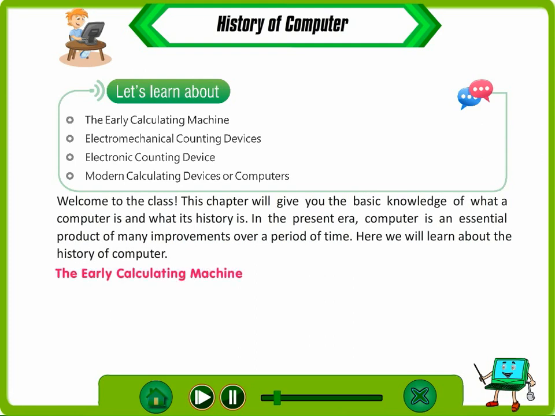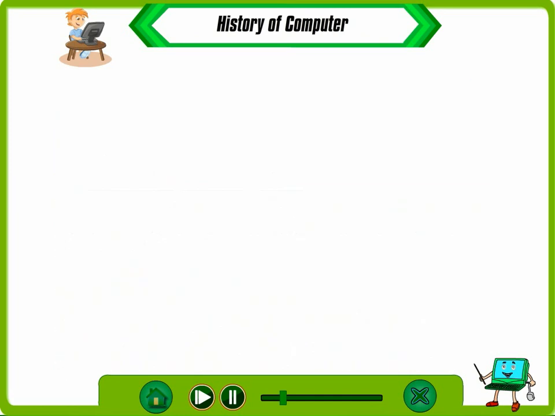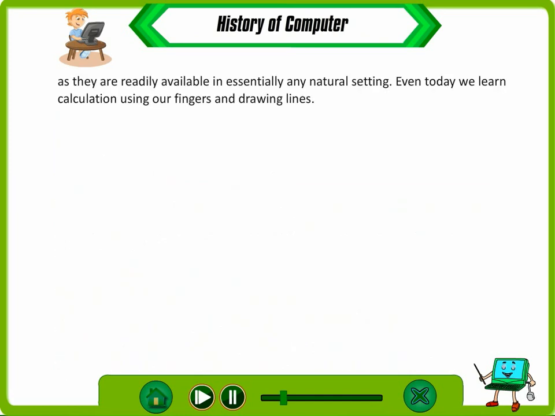The early calculating machine. The development of counting was a very gradual process in human history. Three major tools that helped early humans count seem to be sticks and bones used for marking notches, stones and other small objects, and fingers and toes. It makes sense that these tools would be the first used, as they are readily available in essentially any natural setting. Even today we learn calculation using our fingers and drawing lines.